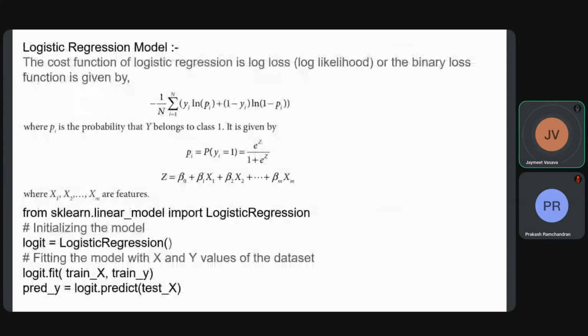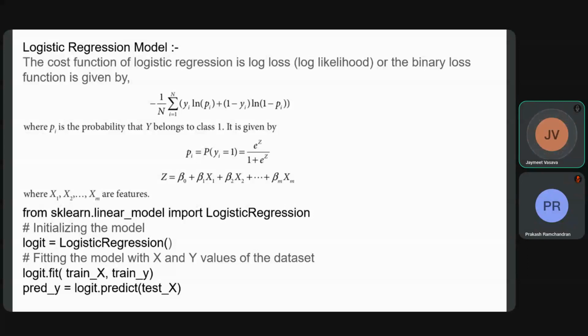So first we'll be creating the logistic regression model, which is a classification model. The cost function of the logistic regression model is called the log loss, or log likelihood, or the binary loss function, which is given by the mathematical expression minus 1 by n, summation of i equals 1 to n, yi log pi plus 1 minus yi log 1 minus pi, where pi is nothing but the probability that Y belongs to class 1.